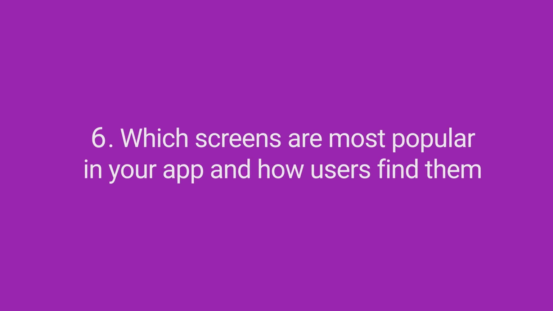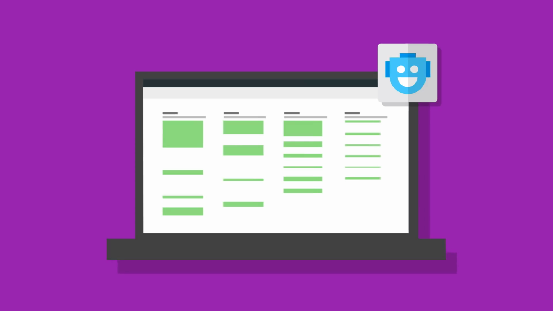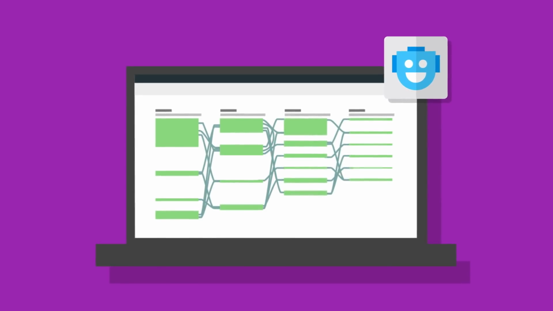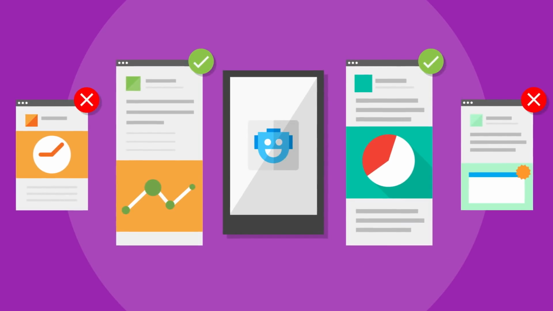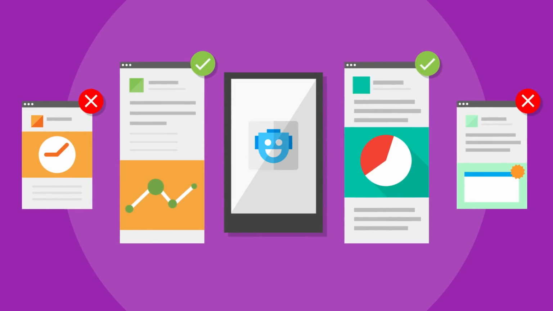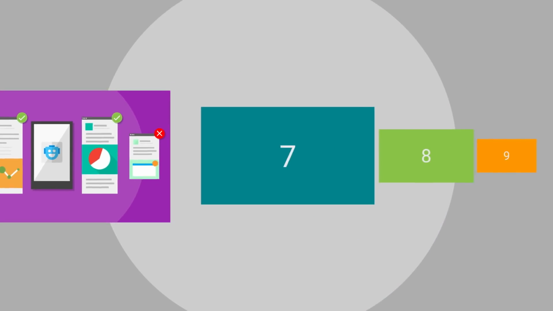Which screens are most popular in your app and how users find them. Google Analytics Behavior Flow Report can show you which screens users visit most and how they move from screen to screen within your app. Use this data to improve and optimize the critical paths in your app's user experience.